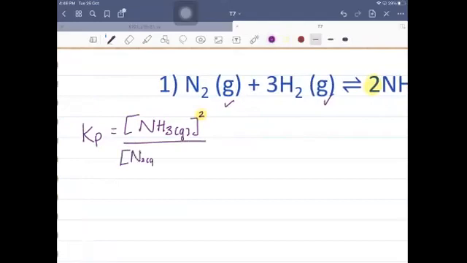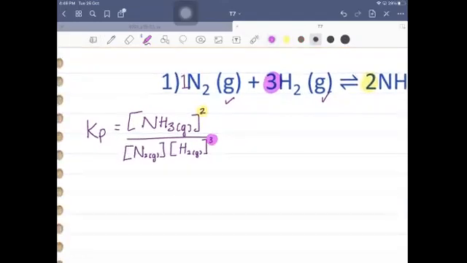Nitrogen gas, since it's 1 mole, is to the power of 1, times the concentration of hydrogen gas raised to the power of 3. Again, for the same reason, that 3 is the mole ratio. Okay, so that's my Kp expression done. It's quite easy, right? I make it a habit to include the state symbols so that I know they're all liquid and gases. There's no solid in there.